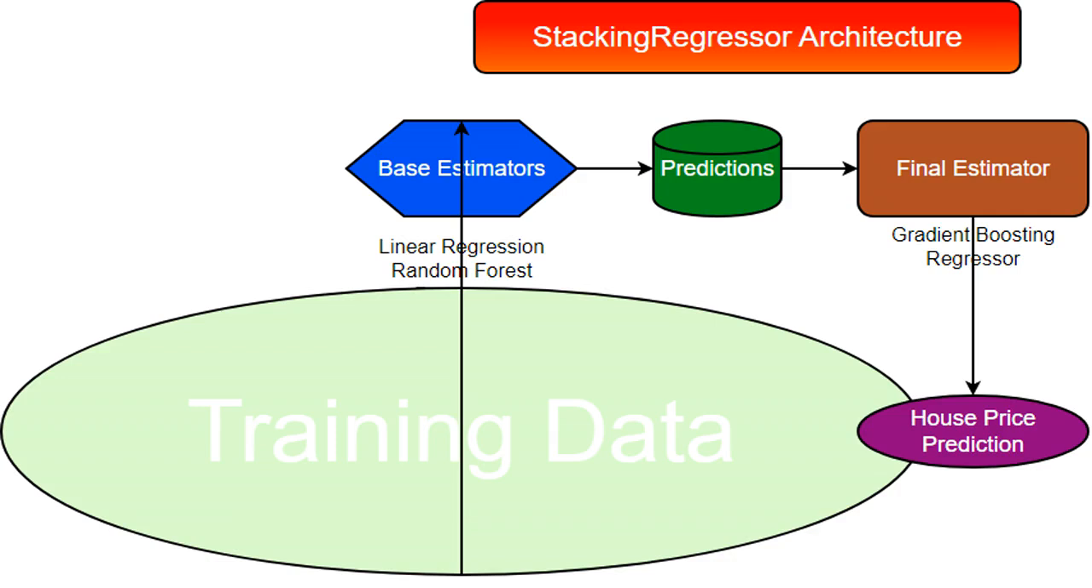I'm using 3 different models to make initial predictions: linear regression, a random forest, and a support vector machine. These are my base estimators, like they are the foundation upon which I build my final model. Each one provides a unique perspective on house prices.